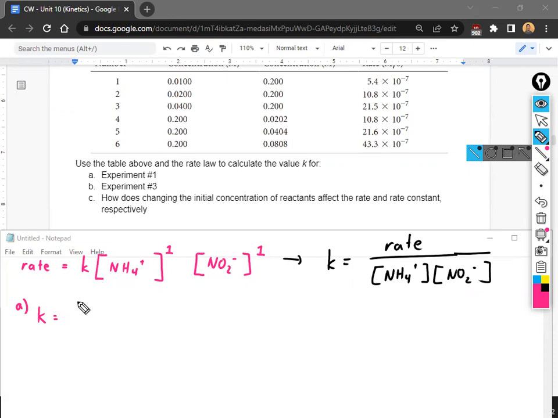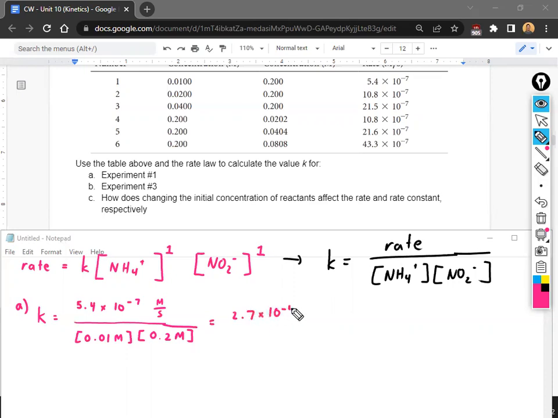Okay, so the rate in experiment 1 is 5.4 times 10 to the negative 7. Now we have to write the units of measurement, which is molarity per second, okay? And then we're going to divide that by the initial concentrations. So for NH4 plus, it's going to be 0.01 molarity. And then for NO2 minus, it's going to be 0.2 molarity. Okay. So far, so good. From here, you just need to do regular math. And so I'll give you the final answer. You should get 2.7 times 10 to the negative 4. Everybody got that?